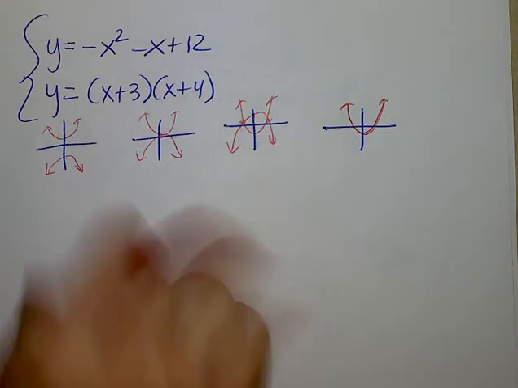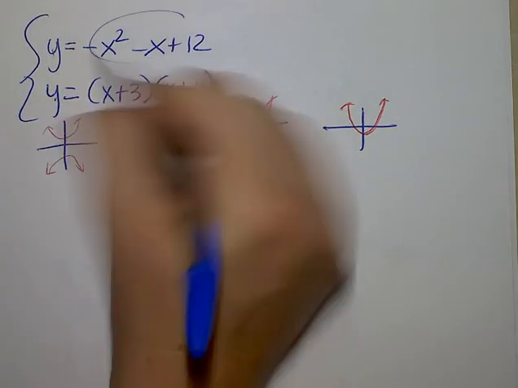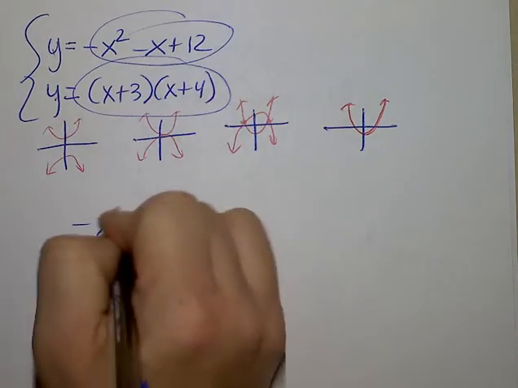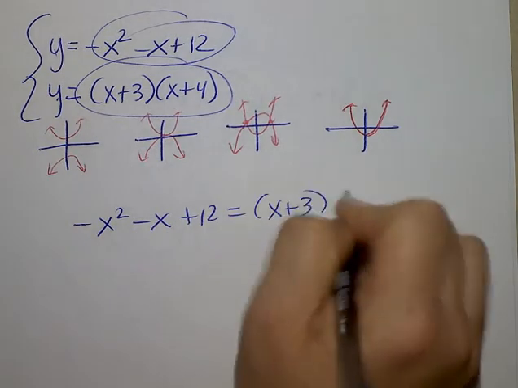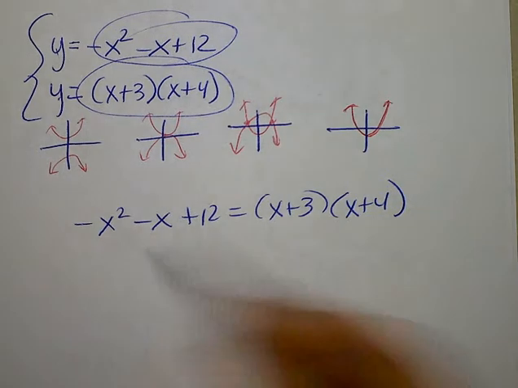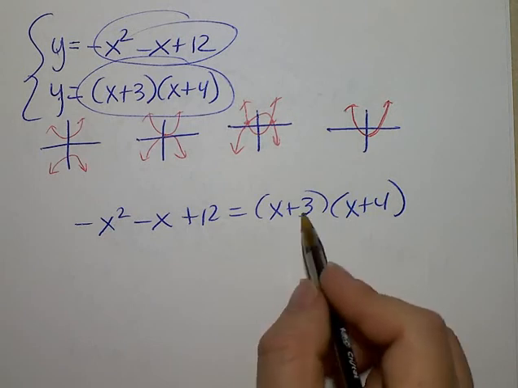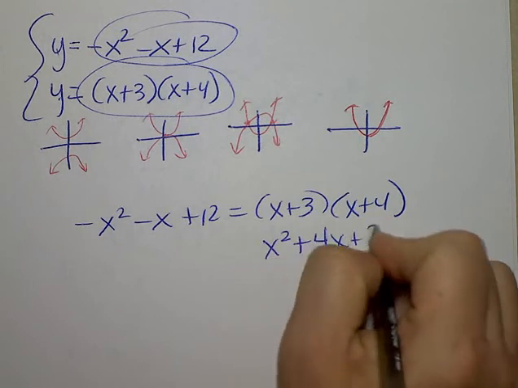So how do we do this problem? Well, we start by setting them equal because we already have y equals. So let's set these two equal. The next thing we have to do is FOIL, since we can't do anything before that. FOIL stands for front, outside, inside, last. Front, outside, inside, and last.